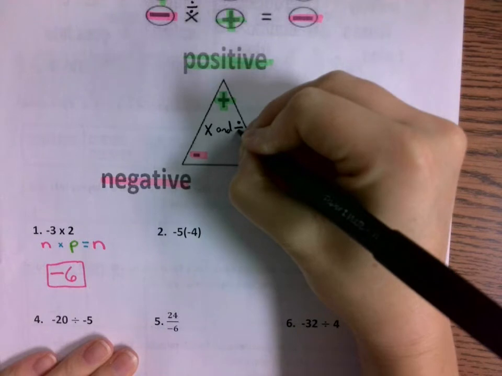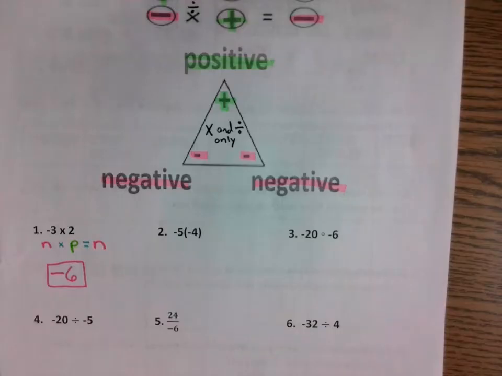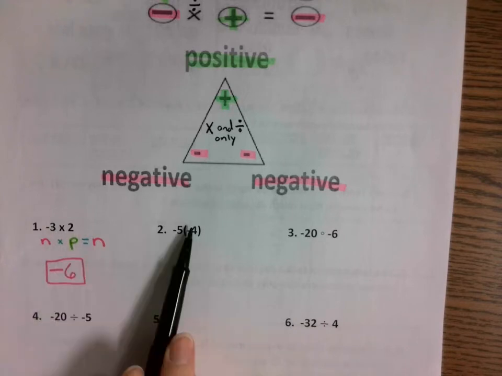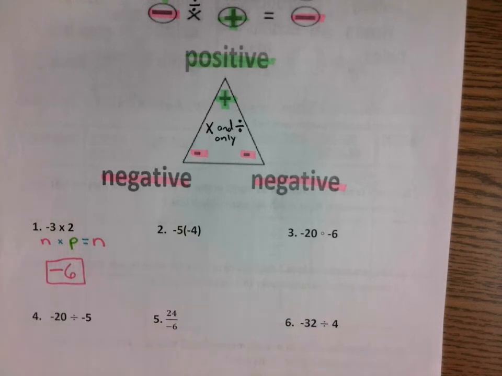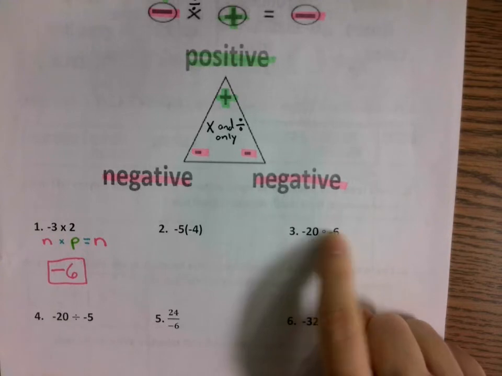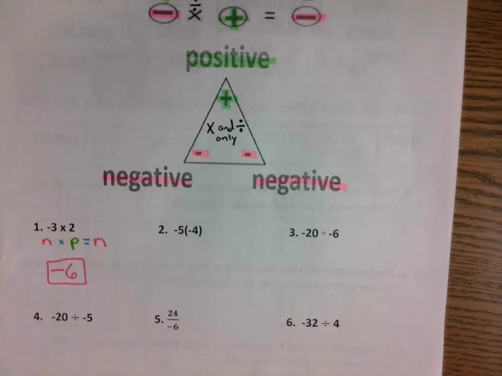Multiplication and division only. Okay, now multiplication can be written with a little multiplication X, or you can have the values written side by side with parentheses. That indicates it's a multiplication problem. Or you could have a little dot in between the values, not a decimal dot, but a multiplication dot in between the two numbers. That means it's multiplication.